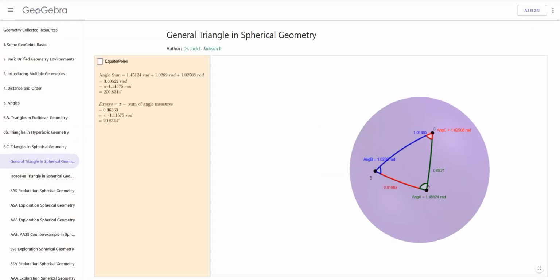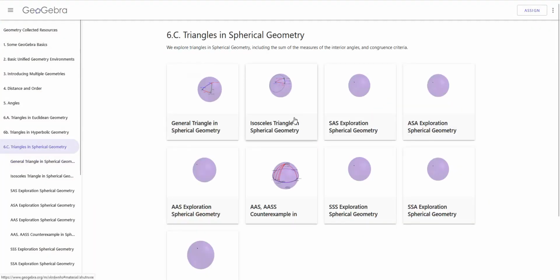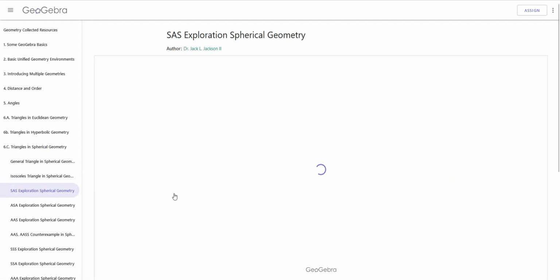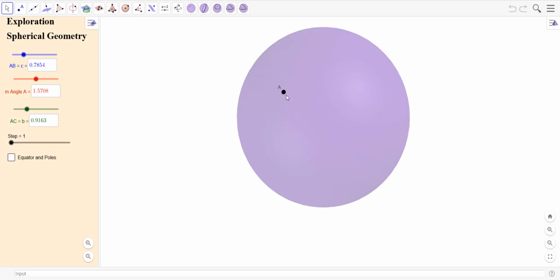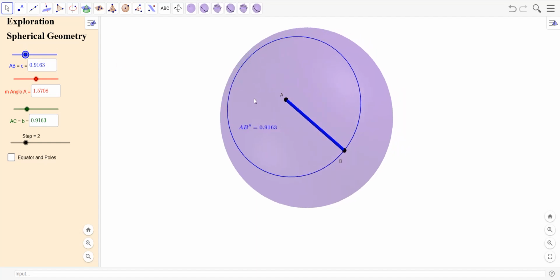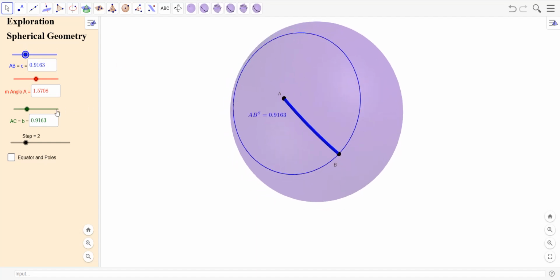Okay, so let's investigate this. Let's look at side angle side. And again, I want to open this in the app. Okay, so once again, this works just like the last two examples. We start by having a line segment there, and we can specify its length. Okay, and then we can pick B anywhere on that circle. So now we have vertices A and B.